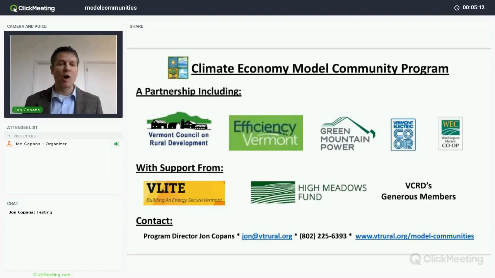This is a partnership with the Council on Rural Development, Efficiency Vermont, Green Mountain Power, Vermont Electric Co-op, and Washington Electric Co-op. We also are in touch with the organization VPPSA that represents the municipal utilities here in Vermont as well. And let me just mention who is supporting this program as well.